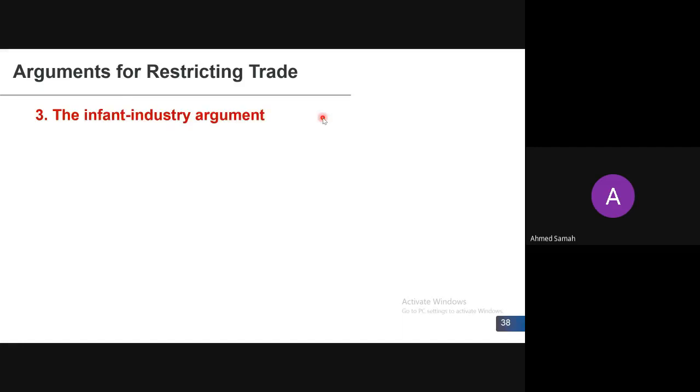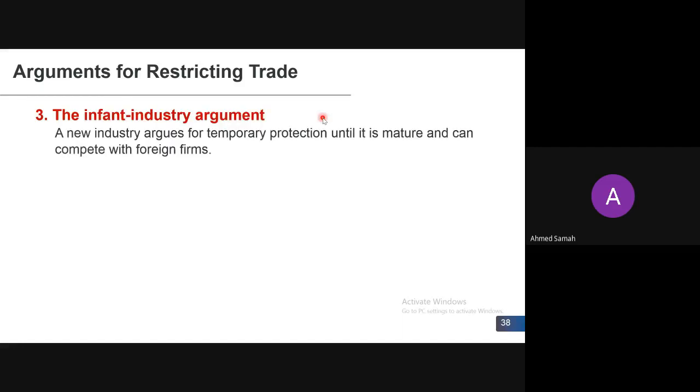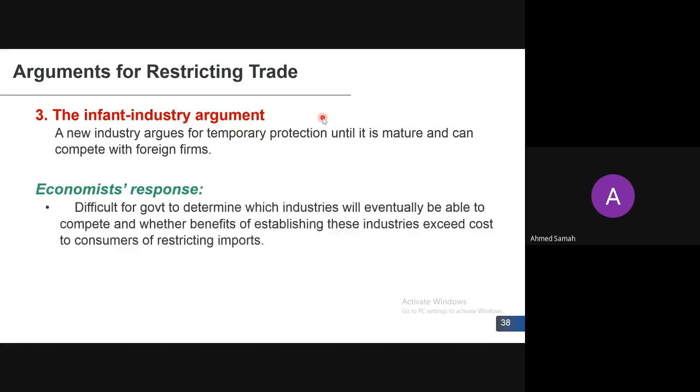Next, the infant industry argument. What they are saying is that a new industry argues for temporary protection until it is mature and can compete with foreign firms. So economists may respond, it will be difficult for government to determine which industry will eventually be able to compete with foreign firms and whether benefits from establishing these industries exceed costs to consumers of restricting imports.